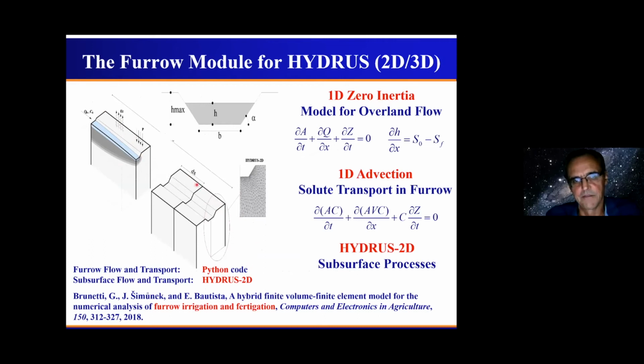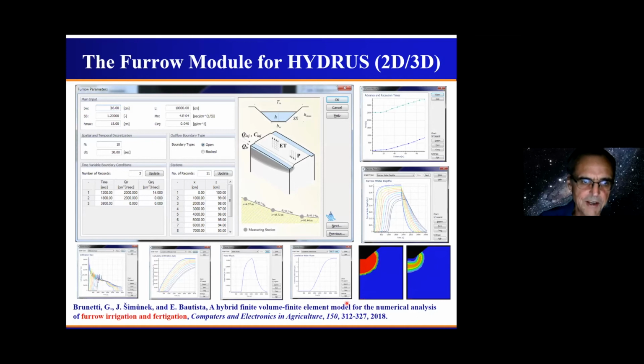And then we link that with the HYDRUS model, so we can have multiple cross-sections along the furrow, where we simulate, based on the condition in the furrow, infiltration into the soil, both of water and solute. And then we can provide that information about the infiltration flux back to the module of the overland flow. And so we simplify this 3D system into 1D overland flow and 2D subsurface flow. So this was also published just recently in the Computers and Electronics in Agriculture. And the module is fully available to the public.